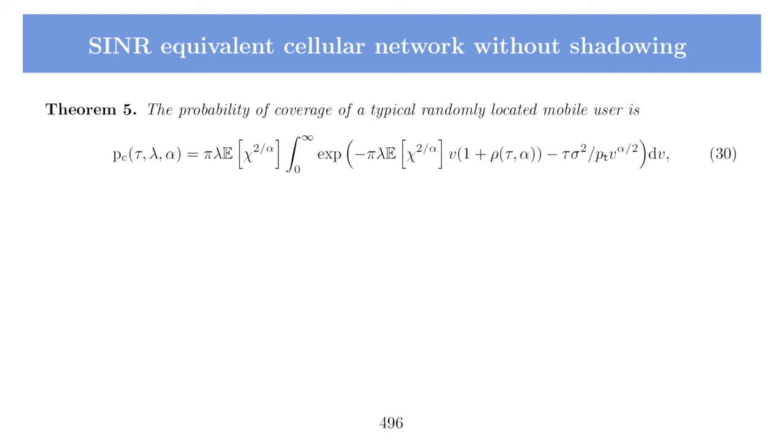Okay, so the assigner distribution of the shadowing case is equal to the assigner distribution of a network where there is no shadowing and the same fading. So if the fading is exponential, then we have already computed it. The result is given in 30, which is the same as the previous case. The only difference is the density is now lambda times expectation of x2 by alpha. And the rest of the equation is exactly the same.